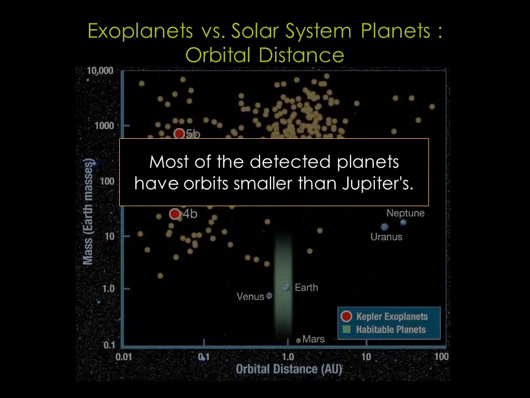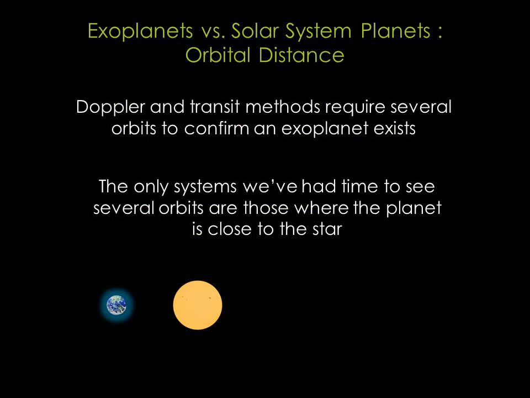Most exoplanets that have been discovered are within a couple of AU from their parent stars. This is because the Doppler and transit methods require observations of several orbits to confirm that the planet exists, and there has only been enough time since these methods were first used to look at systems where the planet is close to the star.